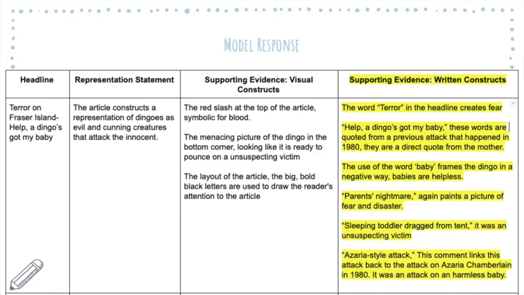The supporting evidence, looking just at the visual constructs on this article. As we spoke about, the red slash at the top of the article is symbolic for blood. The menacing picture of the dingo in the bottom corner looks like it's ready to pounce on an unsuspecting victim. And the layout of the article, the big, bold black letters, are used to draw the reader's attention to the article.